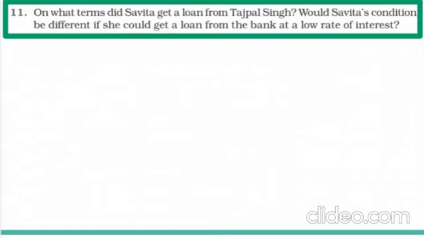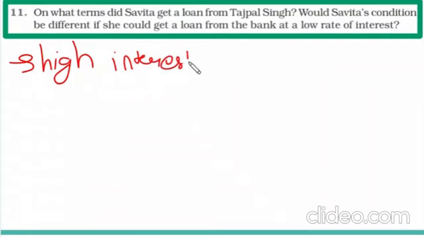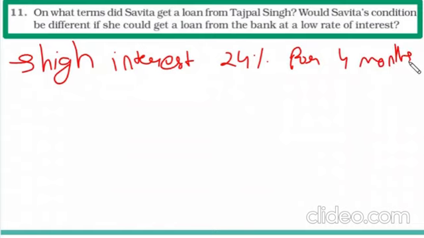Basically, in the chapter there was a page where they had given a case study kind of thing about Savita taking a loan from Tejpal. So what happened is, Savita got a loan from Tejpal, but at a high rate of interest, correct? It was 24% for 4 months. This was the interest charged by Tejpal.